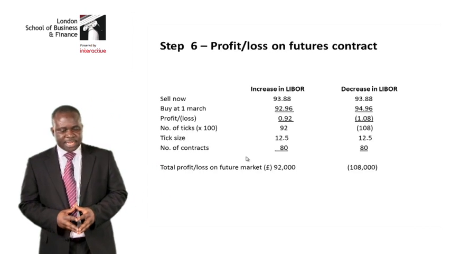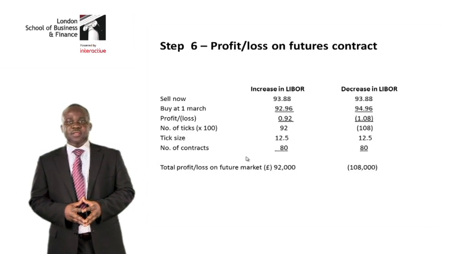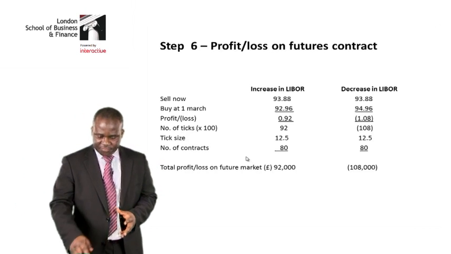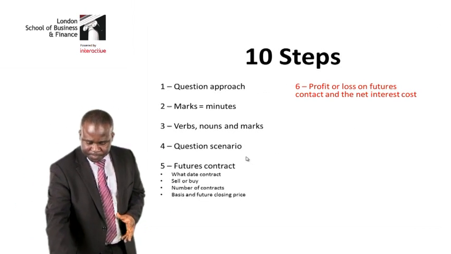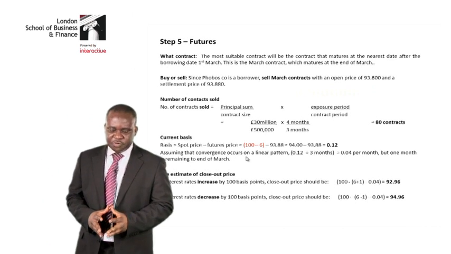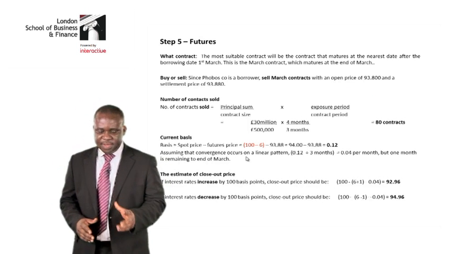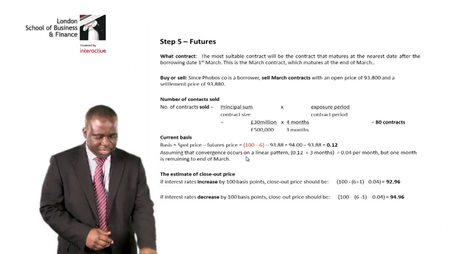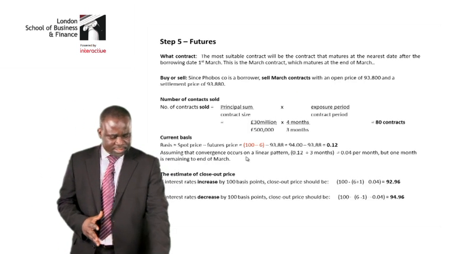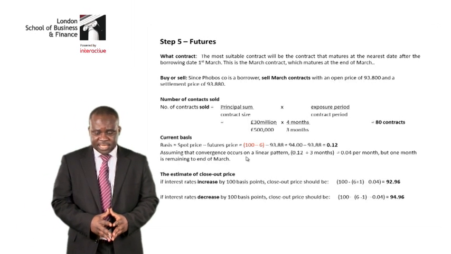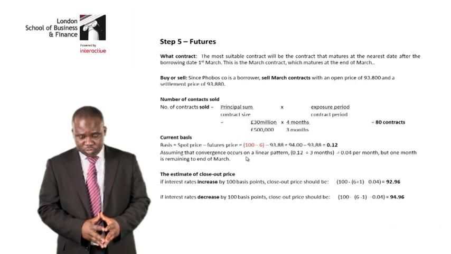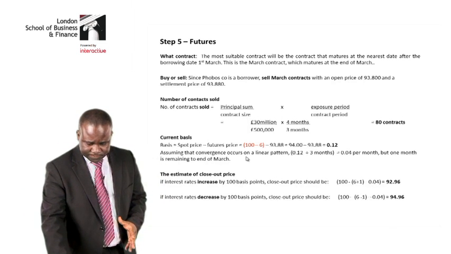Now, when we saw interest rate increasing by 100 basis points from the previous two slides, we saw that if interest rate increases by 100 basis points, the closing futures price is going to be 92.96, and when the basis or the LIBOR decreases, the closing futures price is going to be 94.96.